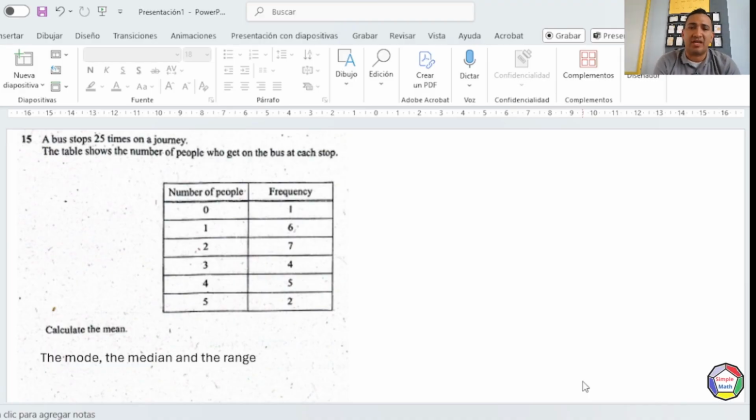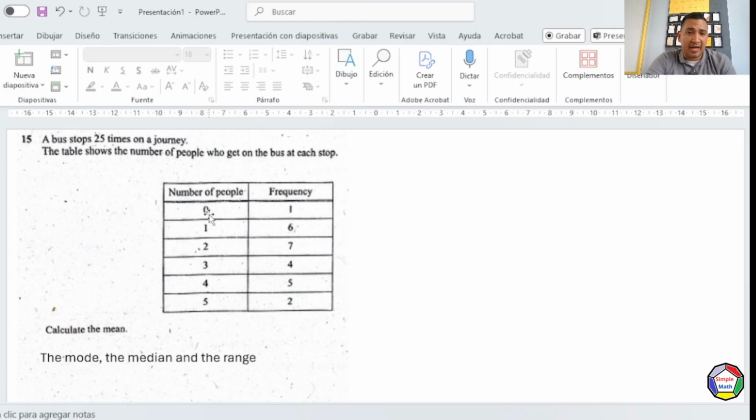This is the second video about central tendency measurements, right? So I will read the instruction first and then I will explain, okay? It says a bus stops 25 times on a journey. The table shows the number of people who get on the bus on each stop. So it says number of people, 0, 1, 2, 3, 4, 5. It means the number of people every time the bus stops.